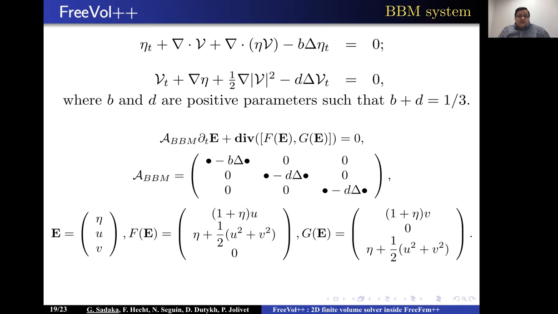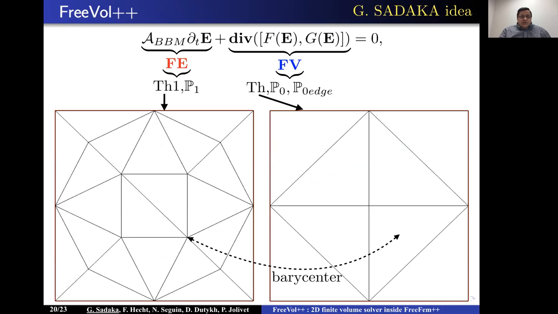How to mix this one? So we have the BBM system, which is, this is for hyperbolic, this is for parabolic, and the BBM will be computed with FreeFEM++, and the other one with FreeVol. So we have here two meshes. This mesh, the original one, we will take the barycenter from this one, and we will build the mesh for P1 using the barycenter of the original mesh. And we use this one for finite element and this one for finite volume.